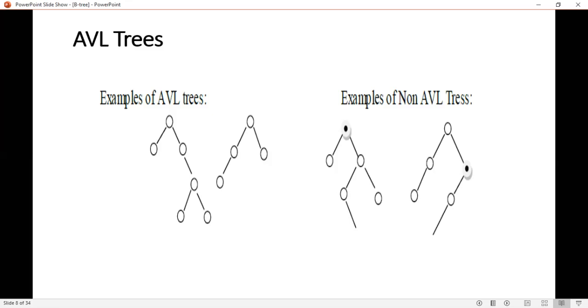In AVL trees, the maximum allowable difference is 1. That means the heights of the left and right subtrees cannot differ by more than 1 for all nodes. The worst case search of an AVL tree is 1.44 log base 2 of (n plus 2) compares, where n is the number of nodes.